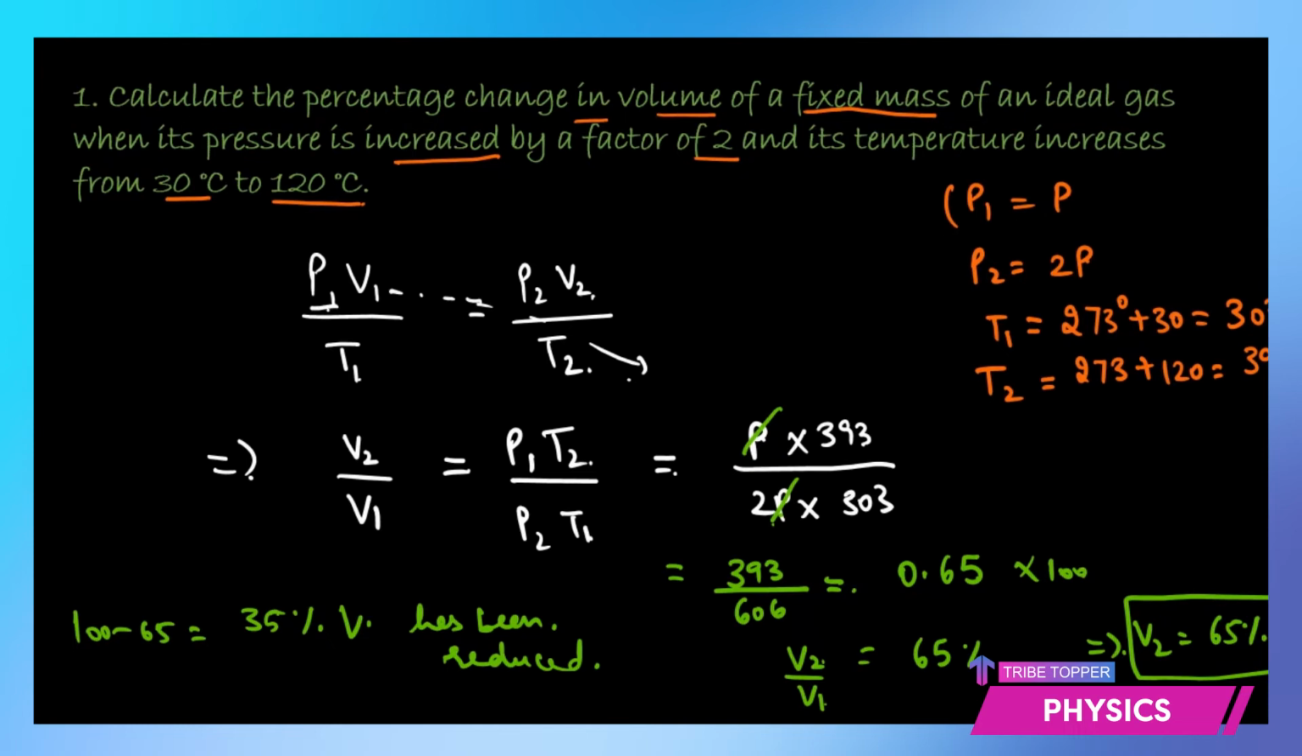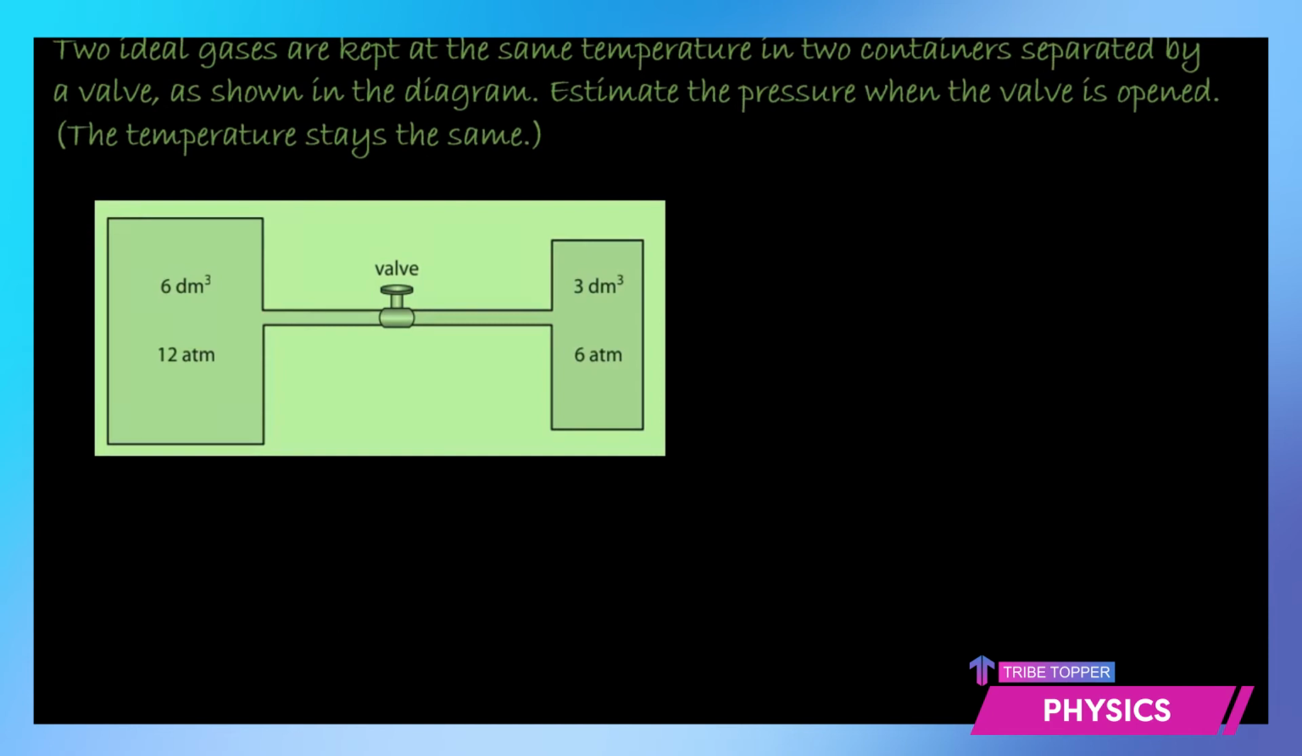So now we'll move on to our second problem. Our next problem says two ideal gases are kept at the same temperature in two containers separated by a valve. As you can see here, we have one container with 6 decimeter cube of volume of a gas and 12 atm pressure, and in the other one there is 3 decimeter cube of volume and 6 atm pressure. Now we have to estimate the pressure when the valve is opened. Then what is going to happen? They are all going to mix up.